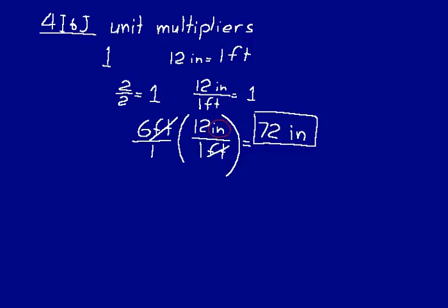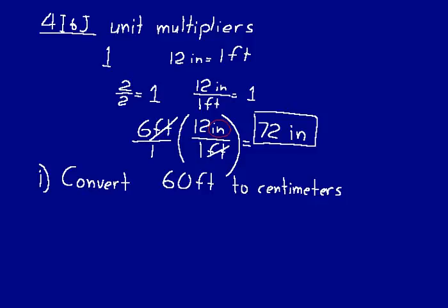Now if you're using the Saxon textbook, on page 21 there's a table of equivalent measures there. Those would be very good to memorize, and a lot of them you probably already know, like you probably know there's 3 feet in a yard, and hopefully you know there's 100 centimeters in a meter already, things like that. If you don't know any of those, get them memorized.